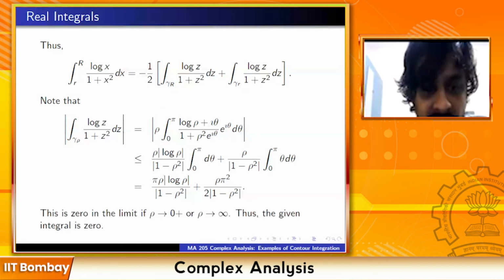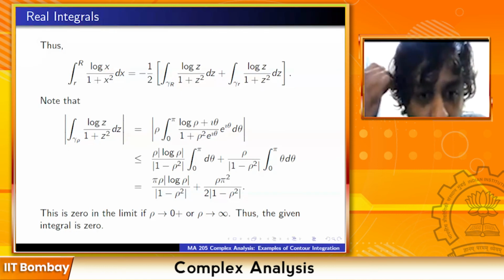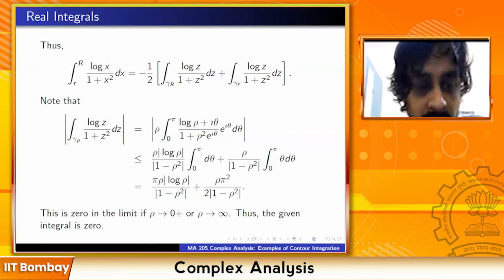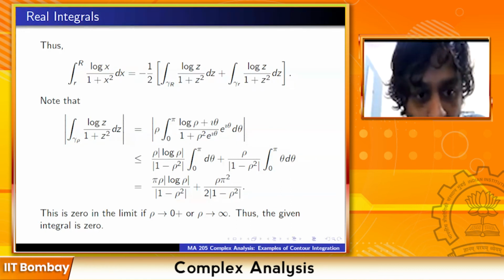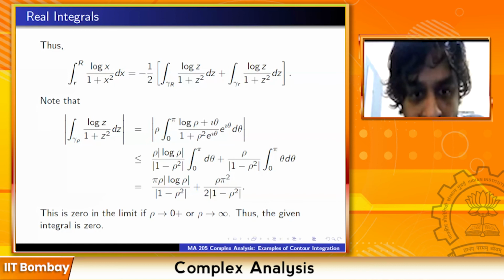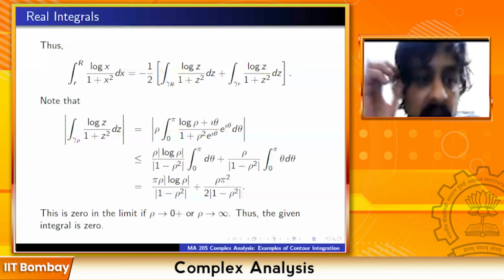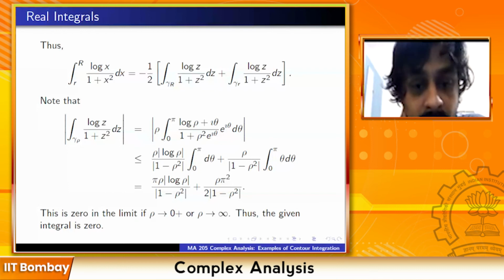And this is 0 in the limit if rho tends to 0 from the positive side or rho tends to infinity. So this is what we get at the end, just replacing the maximum value of the function and taking it outside. This is the inequality that we get: the modulus of the integral that we want is bounded above by pi rho modulus log rho upon modulus of 1 minus rho square, plus rho pi square upon 2 times modulus of 1 minus rho square. This is the final upper bound, and I want to show that in the limit, if rho tends to 0 from the right or rho tends to infinity, this is 0.